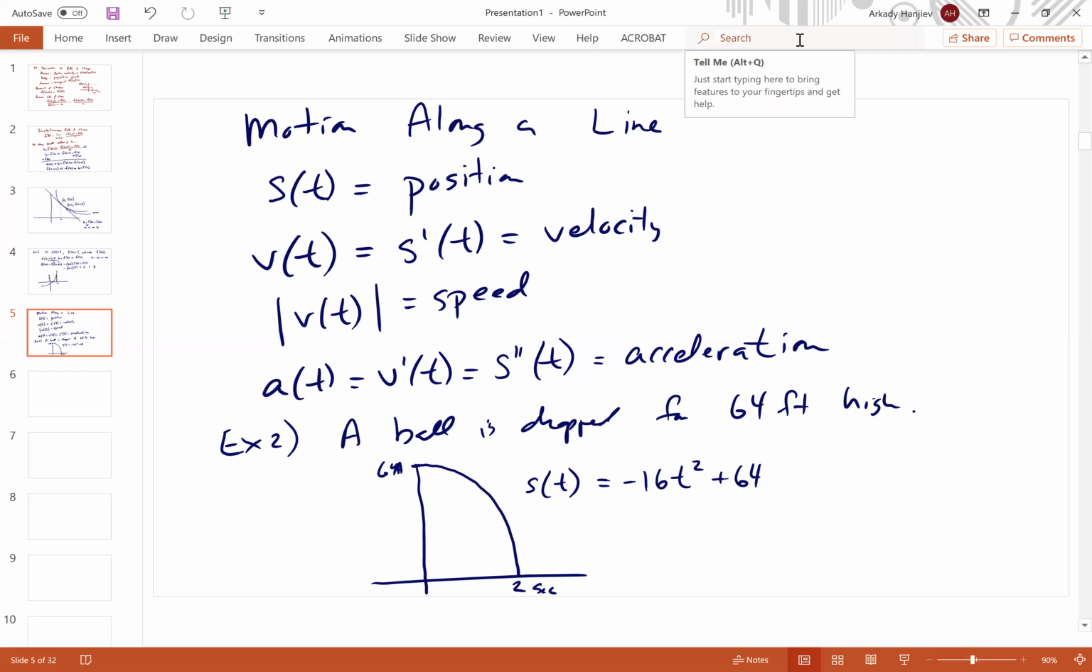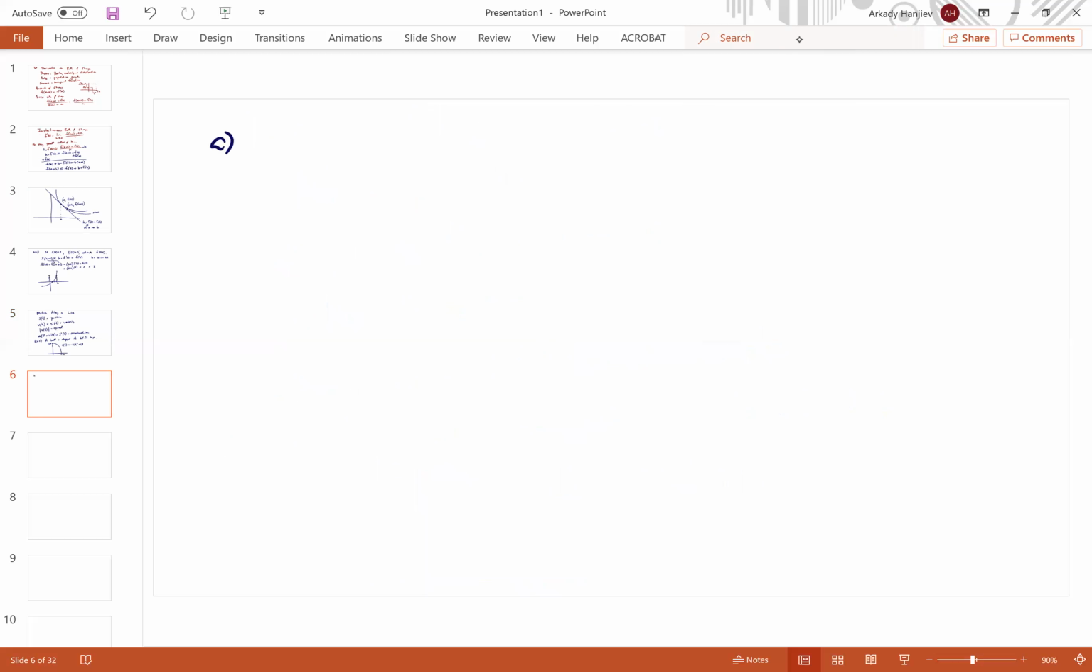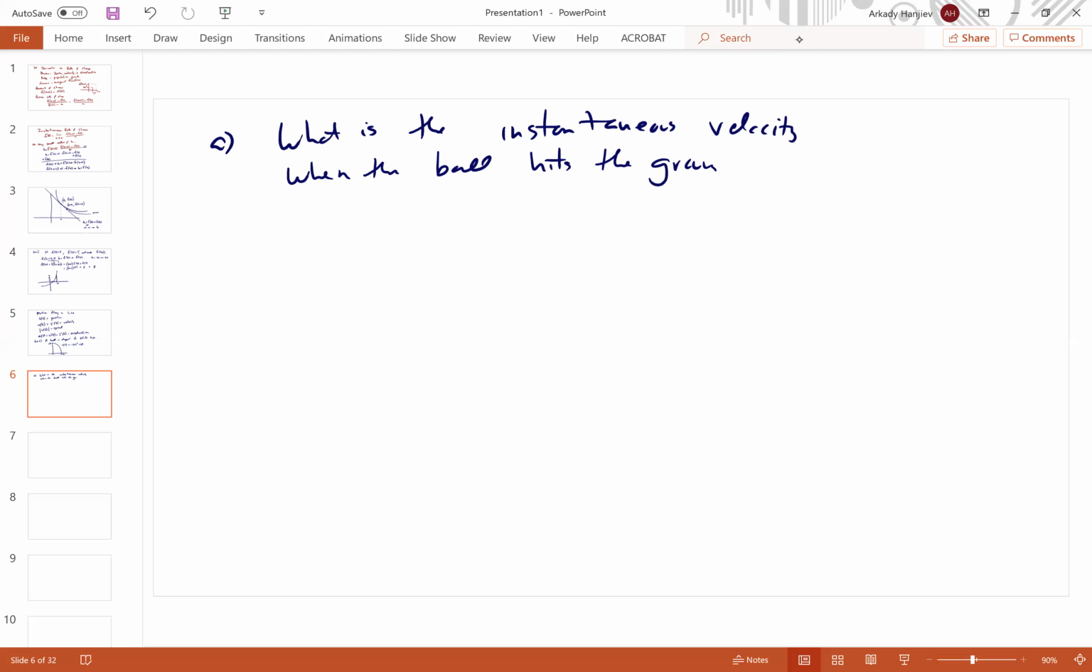So 2 things here. We're going to look at the instantaneous. Here's the calculus question. How fast is this guy going to hit the ground? So A, what is the instantaneous velocity when the ball hits the ground? How fast is it going?